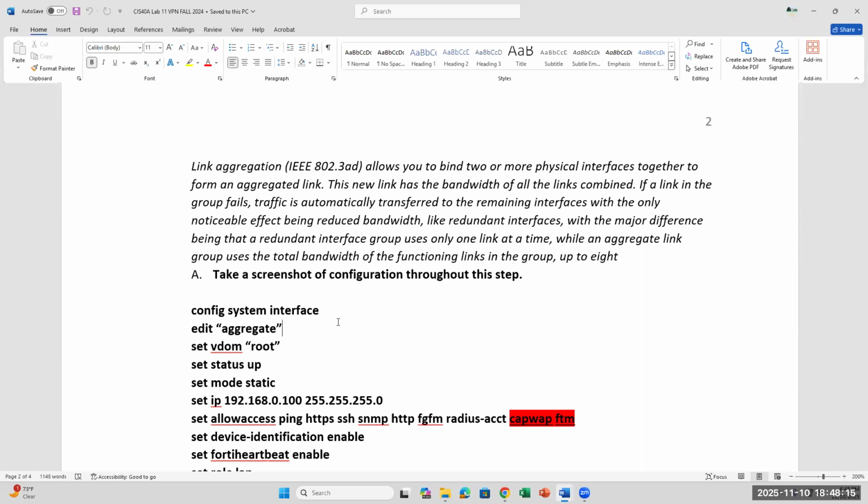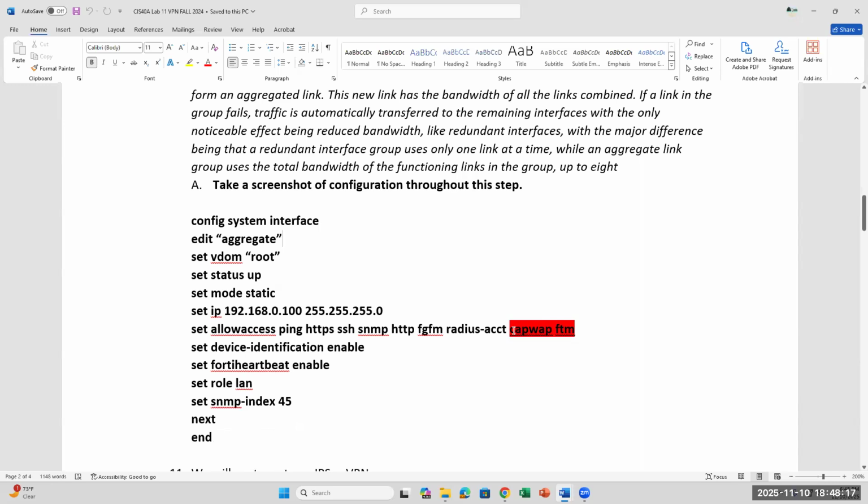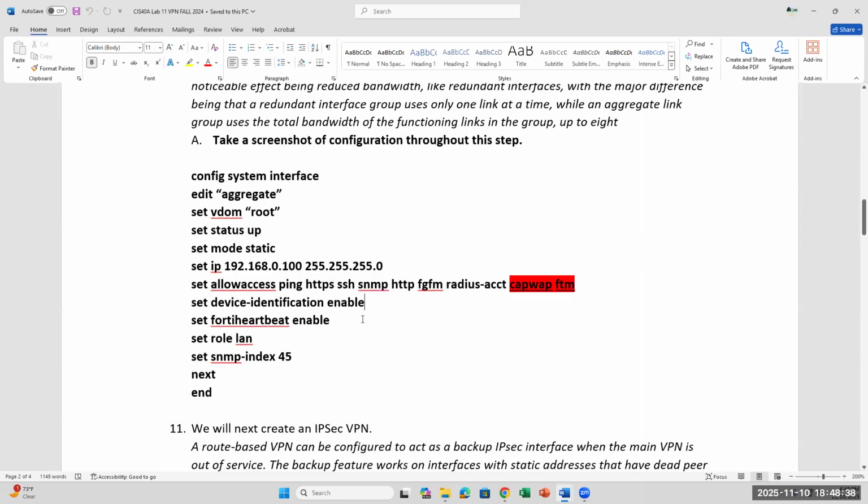And then after that, we're going to set up our services. I read out the last one: do not use CAPWAP, because it's probably not available anymore. So you're just going to allow SSH and the other services right here, okay? These are protocols that it supports for this particular model. And then we're going to enable device identification for SNMP, and also FortiHeartbeat.